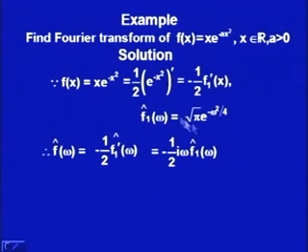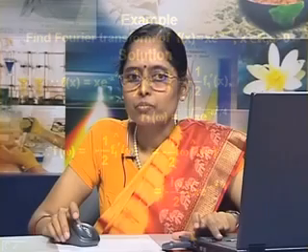The Fourier transform of f1 at omega we had found: it was square root pi e to the power minus omega square by 4. So put it here: minus i omega by 2 square root pi e to the power minus omega square by 4. Now you see, without doing that integration again, we have come up with the solution. So we could get the Fourier transform easily if we use these properties.